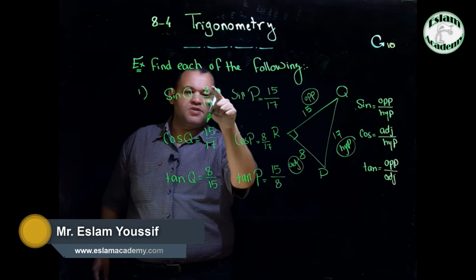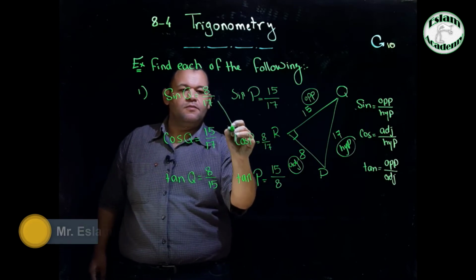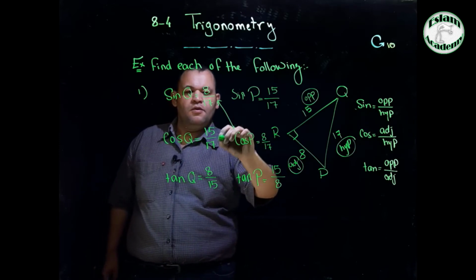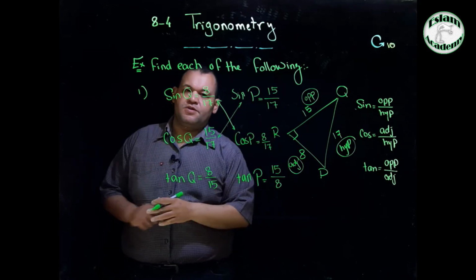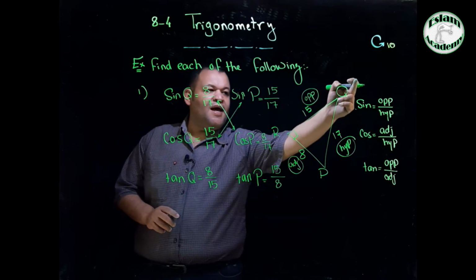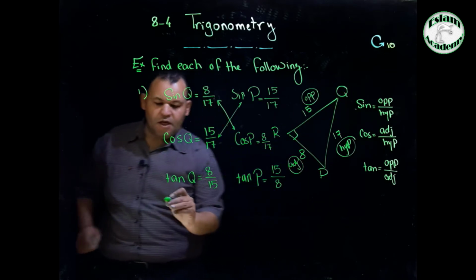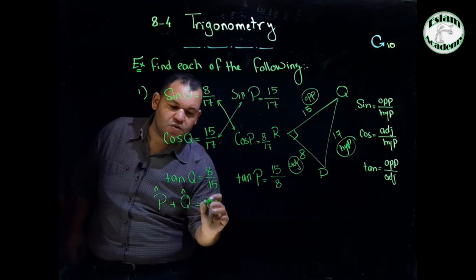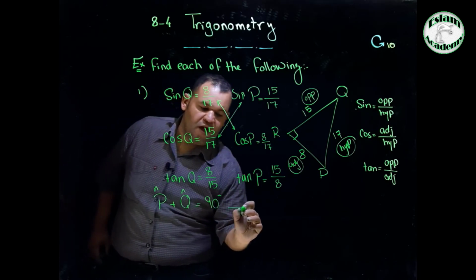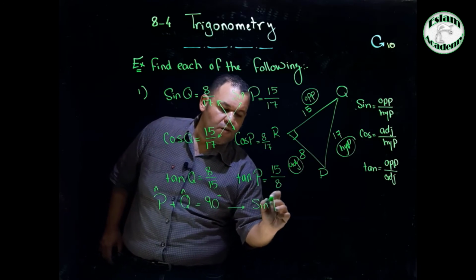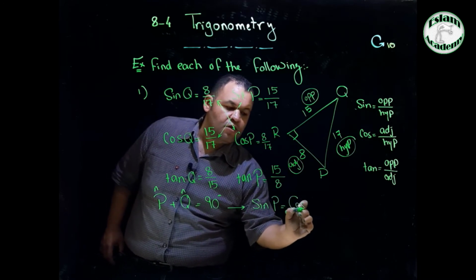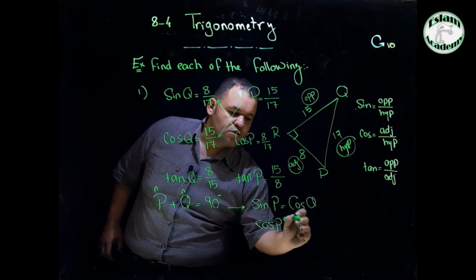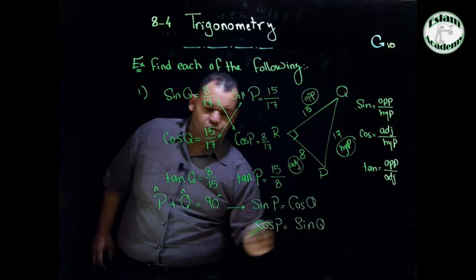If you look at the answers that we have, you will find that sine Q is equal to cosine P, 8 over 17 and 8 over 17. And you will find that cosine Q is equal to sine P, 15 over 17 and 15 over 17. So we have a relation between angle P and angle Q. Angle P plus angle Q is equal to 90 degrees. And we have that sine P is equal to cosine Q, and cosine P is equal to sine Q.